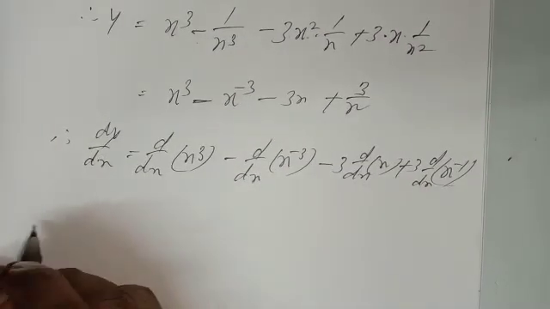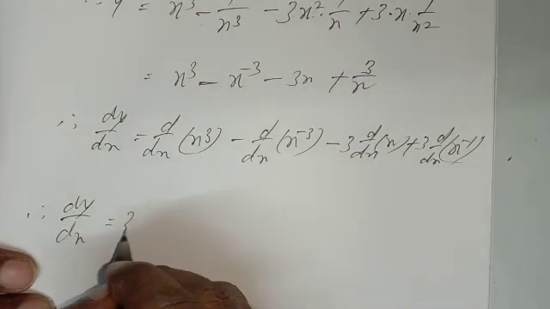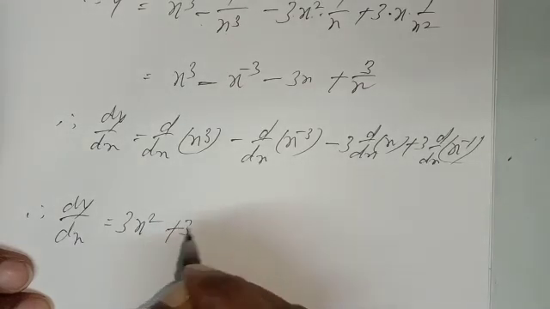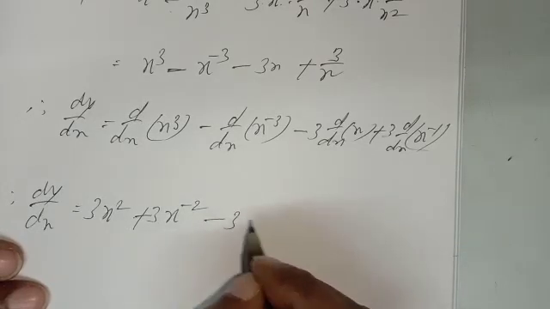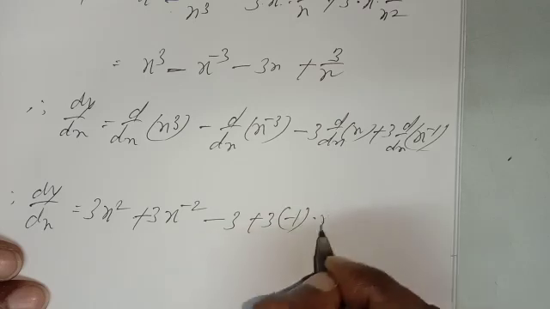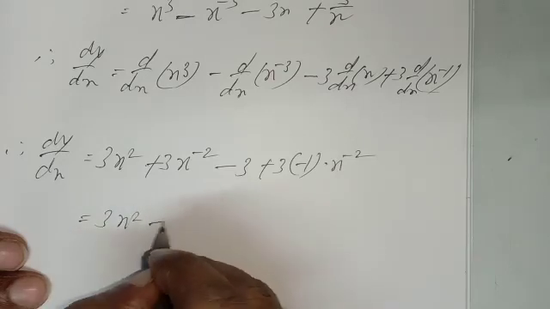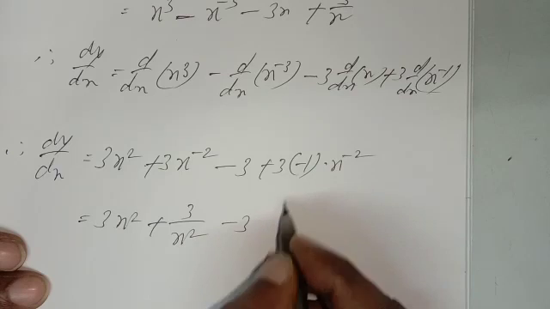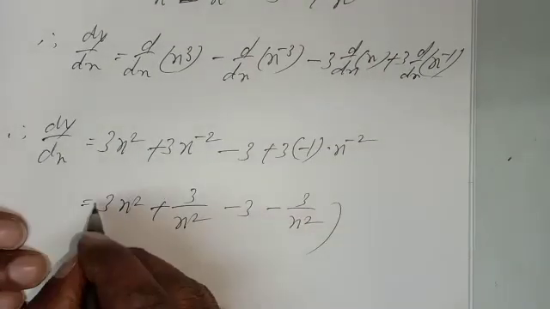Now one by one you tell, therefore dy by dx is coming how much? This is 3x square, this will be minus 3 will come outside, that means plus 3, and x to the power minus 2, and this is minus 3 into 1, minus 3, and plus 3, minus 1 comes here, x to the power minus 2. Again you have to simplify: 3x square plus 3 by x square minus 3, and this is minus 3 by x square. Okay, this is the answer.